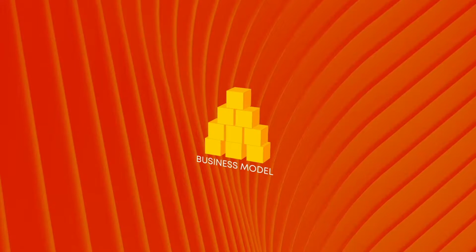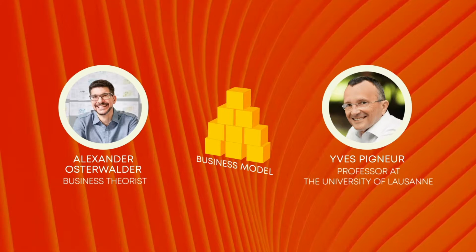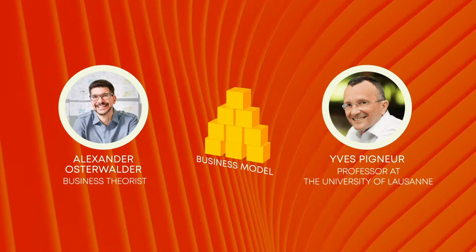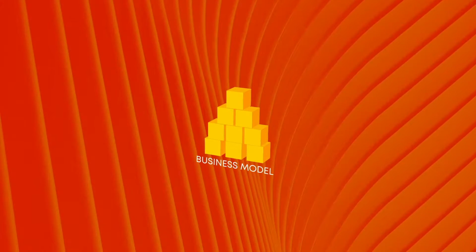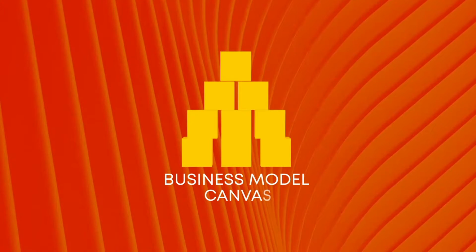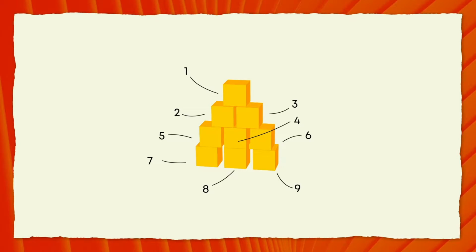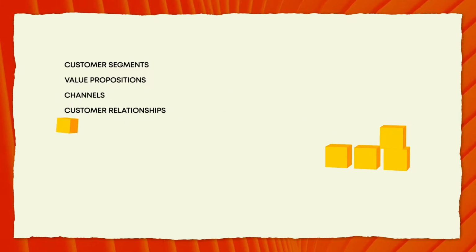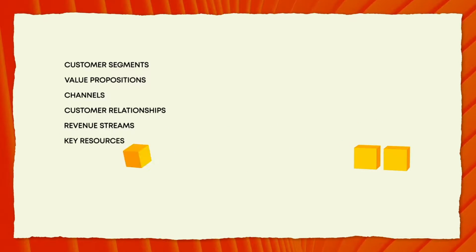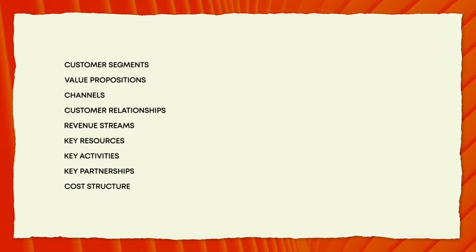This definition of a business model was proposed by business theorist Alexander Osterwalder and professor at the University of Lausanne, Yves Pigneur. They analyzed the work of many business experts and consolidated their ideas into one framework. They called it the business model canvas. Here's how it works. The canvas consists of 9 fields, drawing the fullest image of the future business model. Customer segments, value propositions, channels, customer relationships, revenue streams, key resources, key activities, key partnerships, and cost structure.